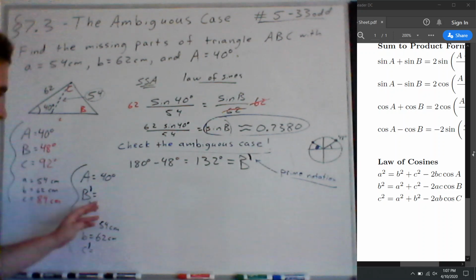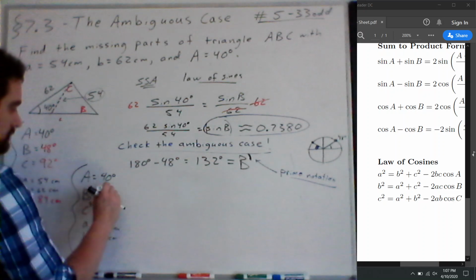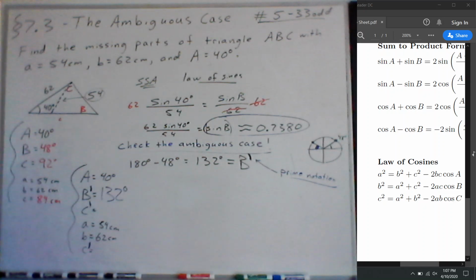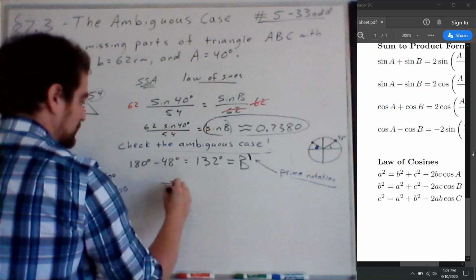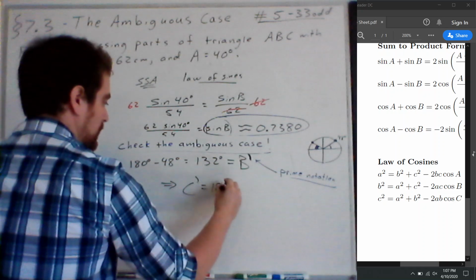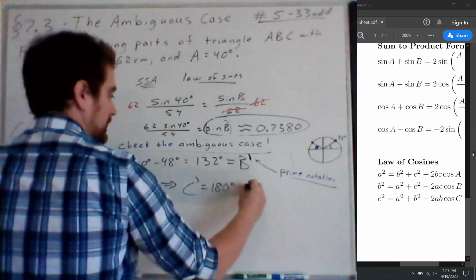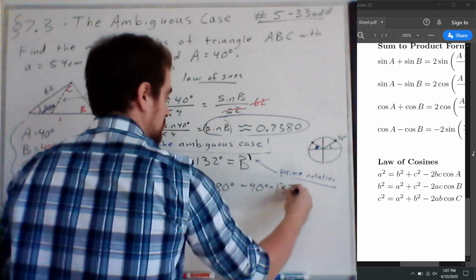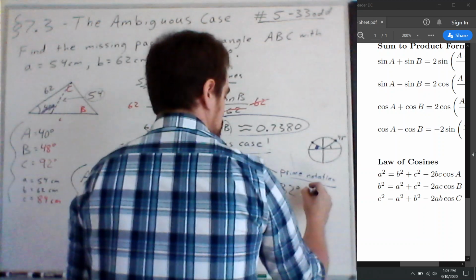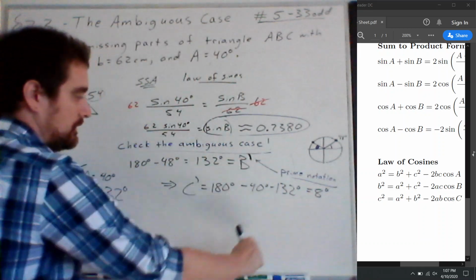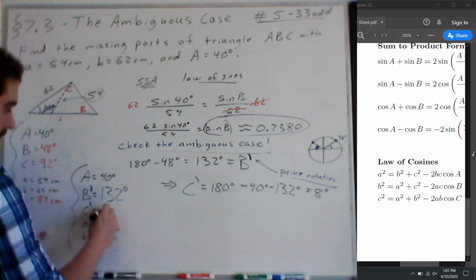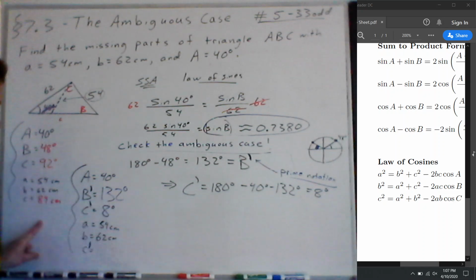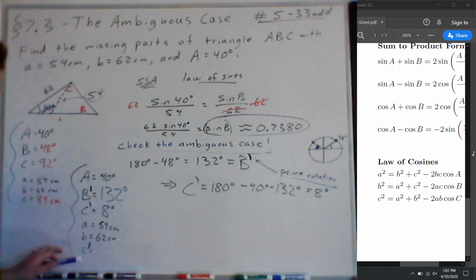Right? It could be the skinnier triangle where B prime is actually 132 degrees. That's this large angle here, leaving us with 8 degrees to go find capital C prime. We can do 180 degrees minus 40 degrees minus 132 degrees. That leaves us with 8 degrees. That's 172 taken away from 180. So C prime could be 8 degrees. Which leaves us trying to find little c prime.